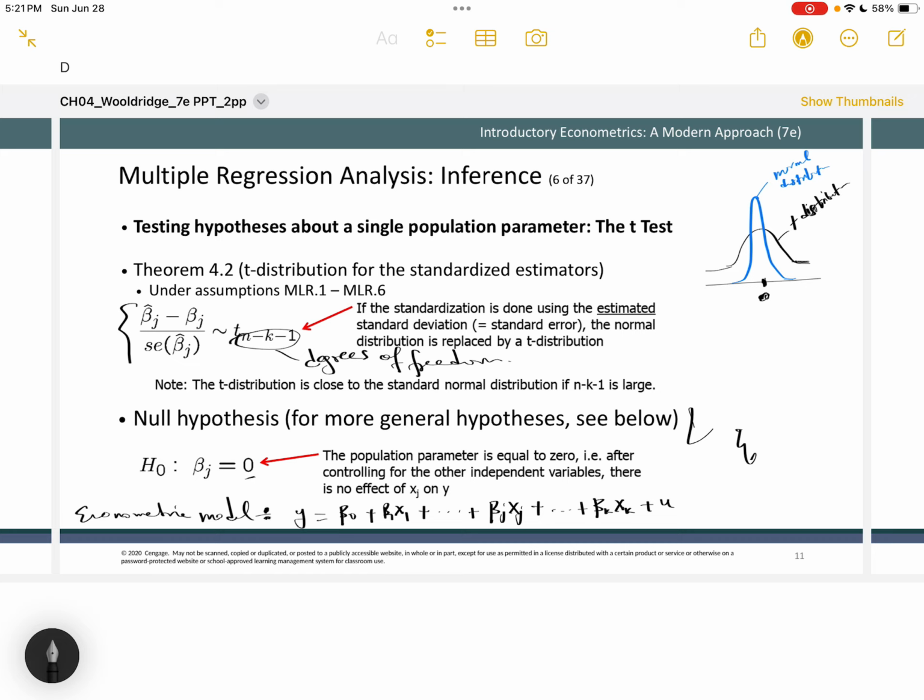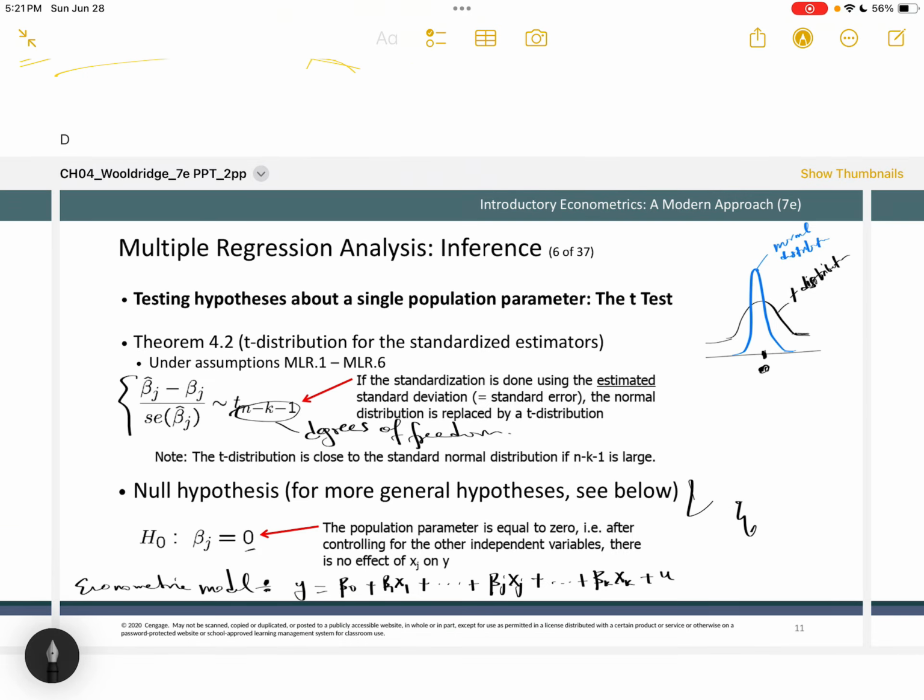In this particular case, when we write beta j equals 0, we go back to the econometric model. Y equals beta 0 plus beta 1 x1 plus ... plus beta j xj plus ... plus beta k xk plus u. If in the hypothesis we're assuming that beta j equals 0, that means that xj and y are not correlated, or we are saying that there is no effect of xj on y in the baseline.